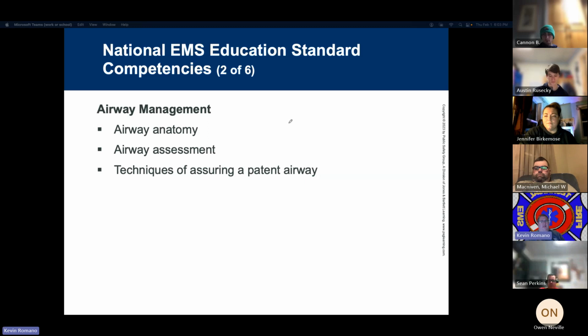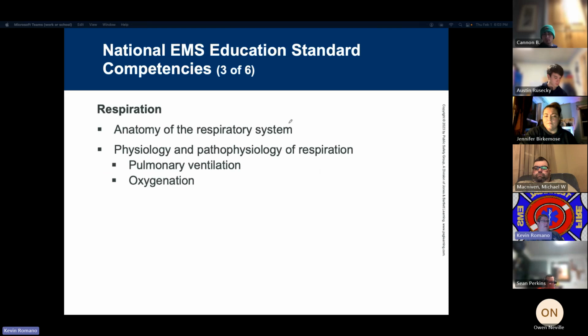And that goes into the next part here. I'll say airway assessment techniques, but this part here, right? Really, we're looking at this right here, pathophysiology of respiration. And we can give medications to change that.